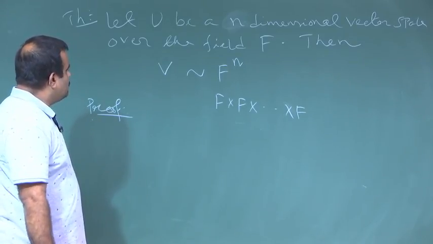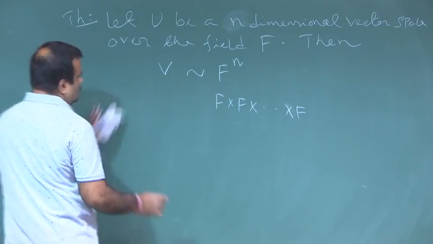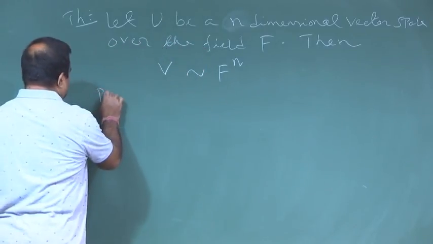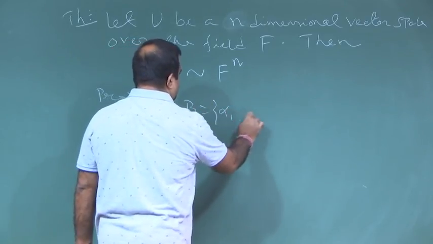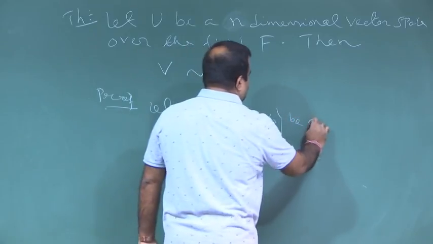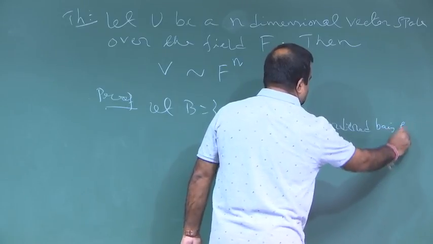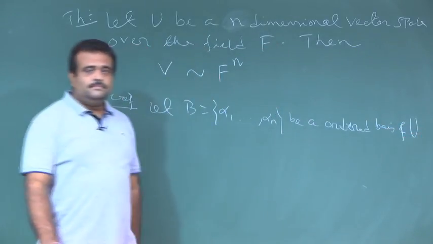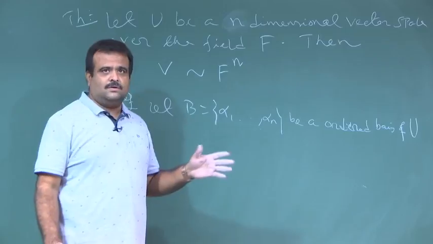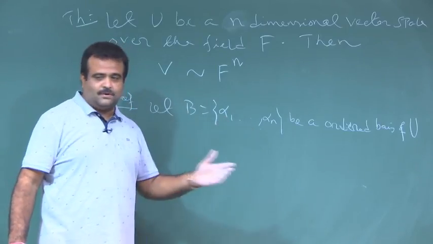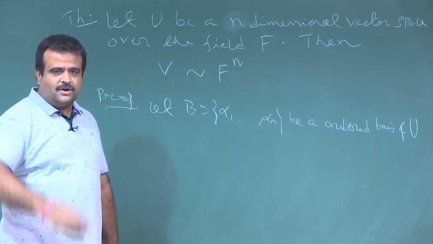So, how to prove this? Suppose V has dimension n. We consider an ordered basis of V. Ordered basis means we are not changing the position of the vectors: alpha 1 coming before alpha 2, like this. So, there is a well ordering. Why do we take this? Because we know the coordinate of a vector.